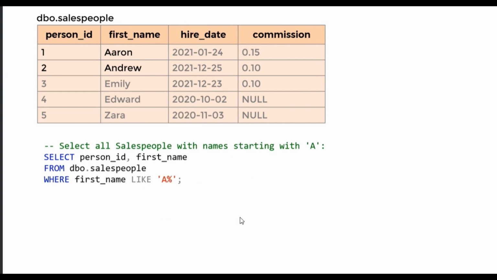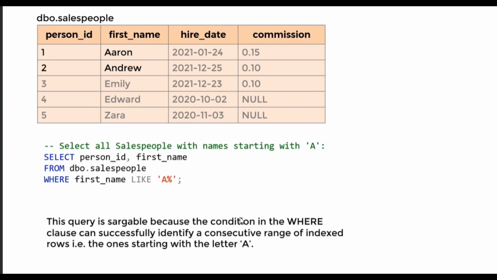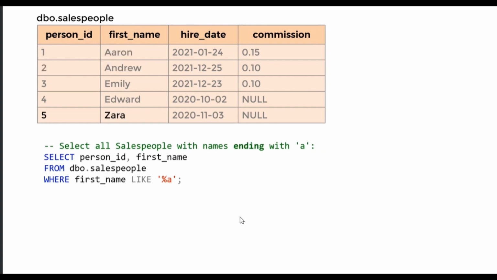If you use the LIKE operator, this query is searchable because the condition in the WHERE clause can successfully identify a consecutive range of indexed rows. WHERE first name LIKE 'A%' gives the same result as the previous query, names started with A followed by a wildcard character.